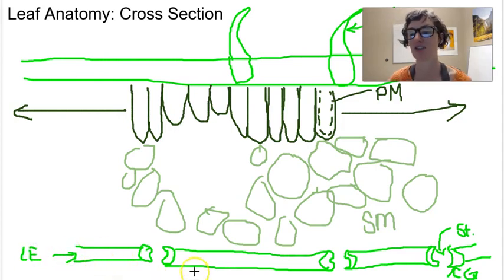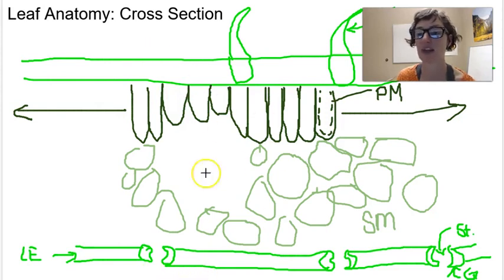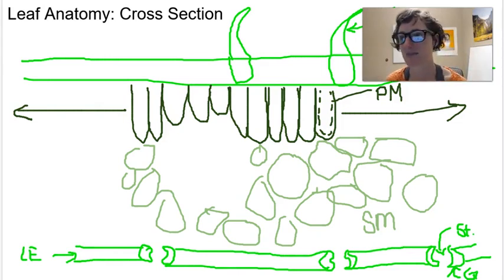The lower epidermis generally has the stomata, but if you're in a place where you have no worries about water loss, you might have equal stomata on both sides. I think it's also more common in monocots to have equal stomata on both sides because they tend to have more upright facing leaves like grasses.